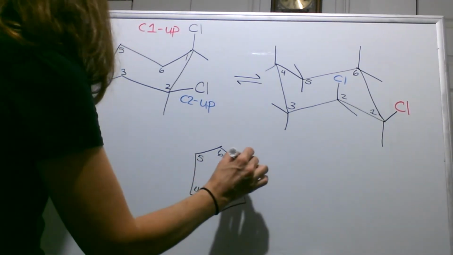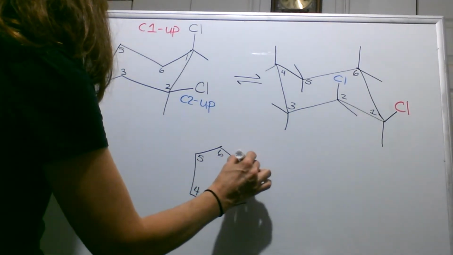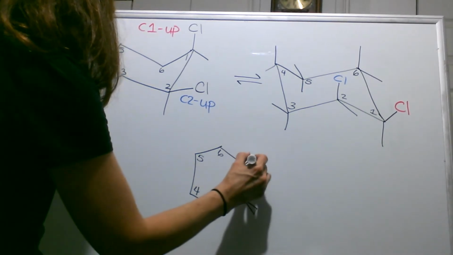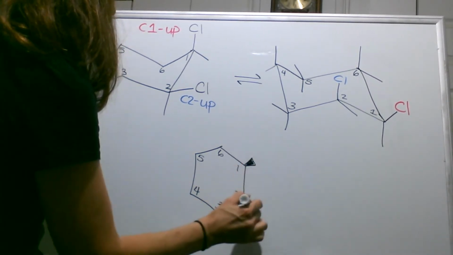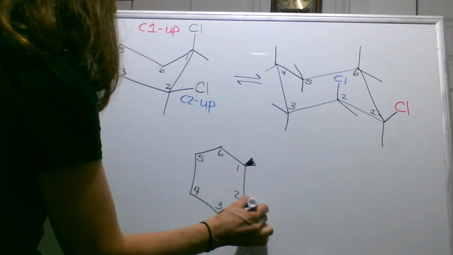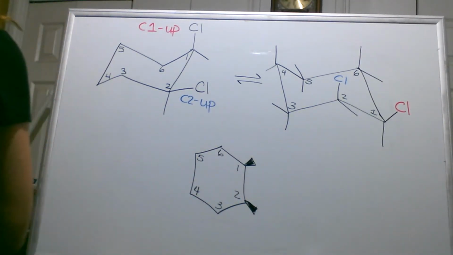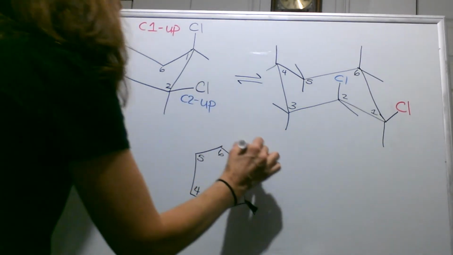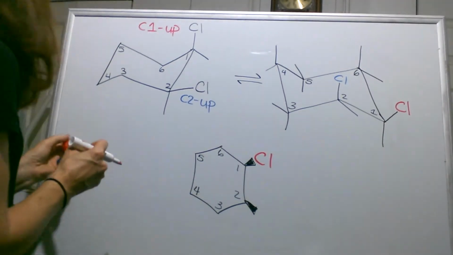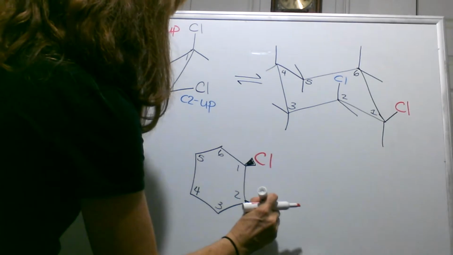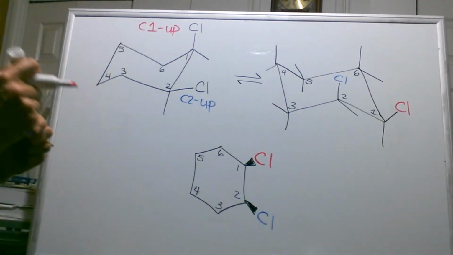These are both pointing up, so on both carbon 1 and carbon 2, we draw the wedge, indicating that those substituents are pointing up out of the ring. And then the substituents are the same, so we have the chlorine on carbon 1 and the chlorine on carbon 2.